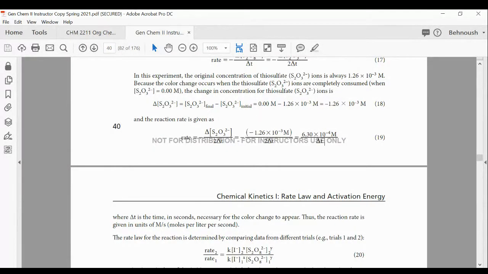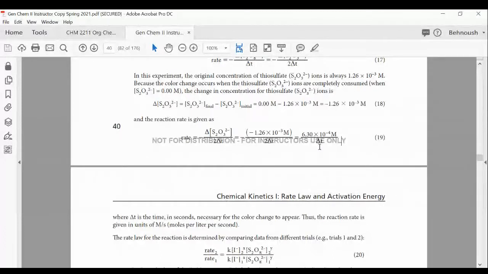Sure. So if you look at page 40, equation number 19, it says rate equals, at the end, use just this last part, 6.30 times 10 to the negative 4 divided by delta T. So on the report sheet or data sheet, first of all, when you watch the video, you are going to find the time for trial 1, you find the time for trial 2, and so on. So when you have the time, you can find the rate for that trial.